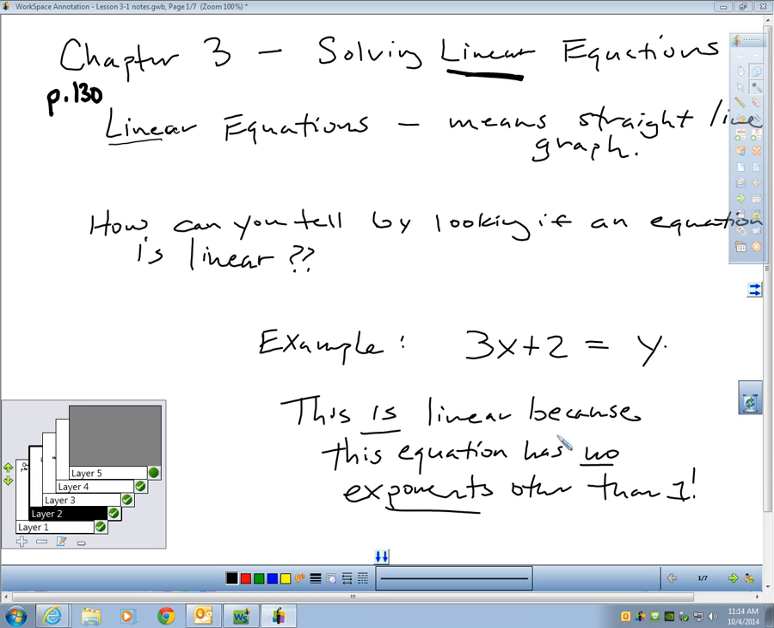We are going to be working on solving equations that are linear in Chapter 3. That means the equations we will be solving won't have exponents in them.